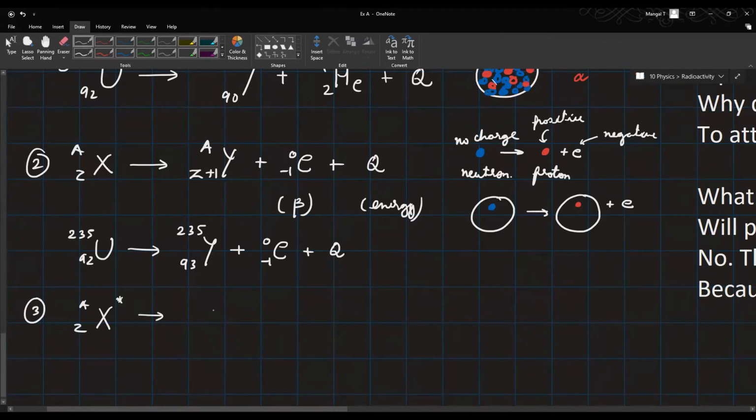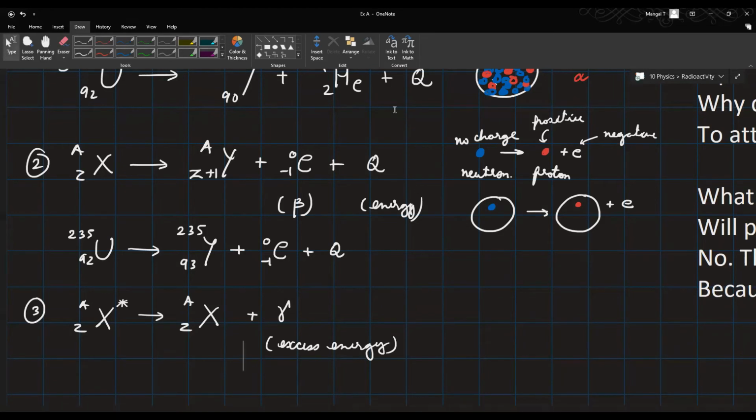Now, when a gamma is given out, there is no change. Gamma is nothing but excess energy, which we have seen in the chapter spectrum as well. So there is no change. This asterisk indicates that it is in an excited state. It has more energy, so that extra energy is given out in the form of gamma radiation.